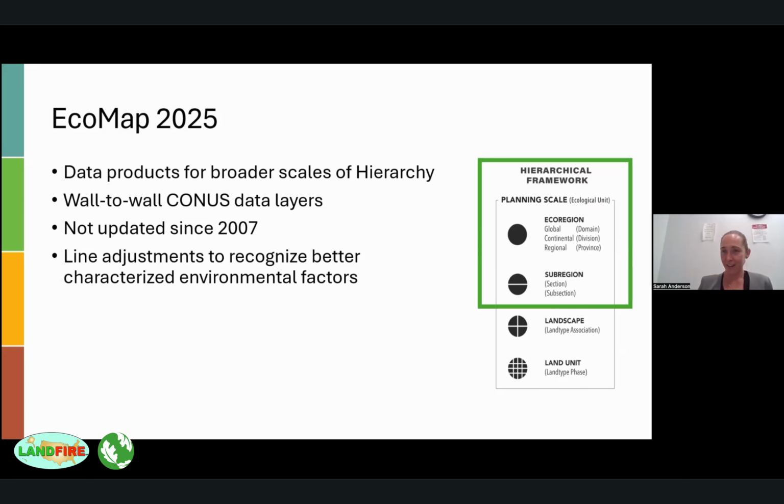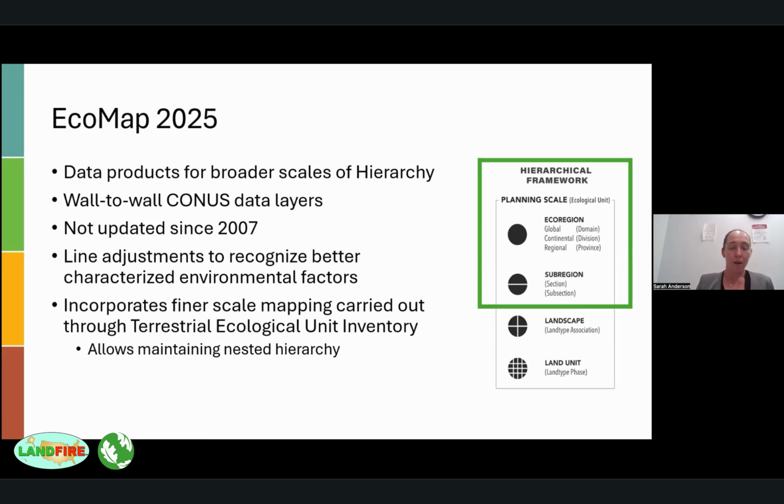And just a lot of things have shifted and adjusted and improved with time. And so we made some line adjustments in different places to recognize how we've been able to better characterize different environmental factors, have finer resolution products, and create consistency with how those lines are drawn on maps, so some cartography, some data consistency. Also, there's been a lot of PUI work done. And with part of the hierarchy's design being truly nested, as those finer levels are mapped out, that requires some adjustment in the lines as you work your way up. So we're trying to incorporate that work from finer scale mapping efforts throughout the country.